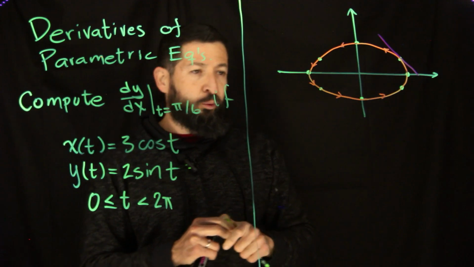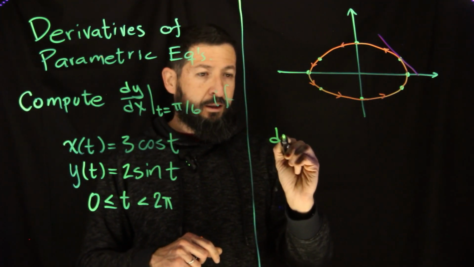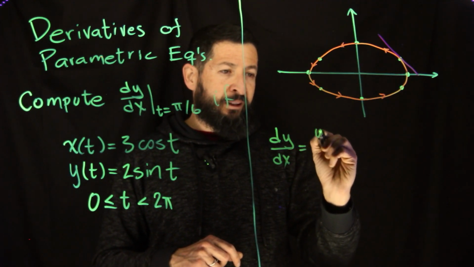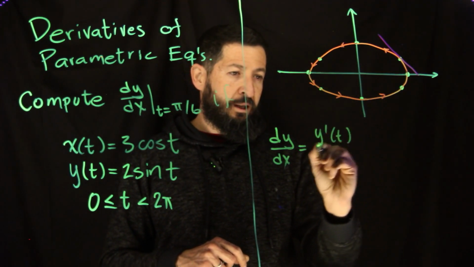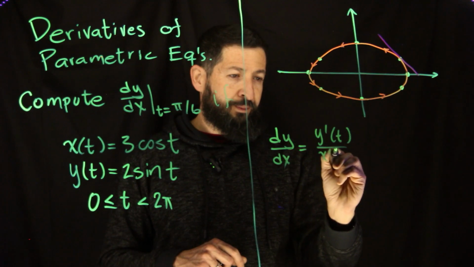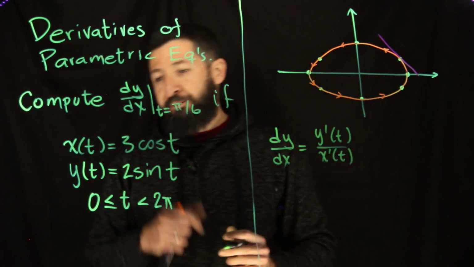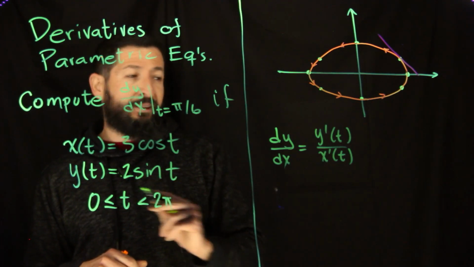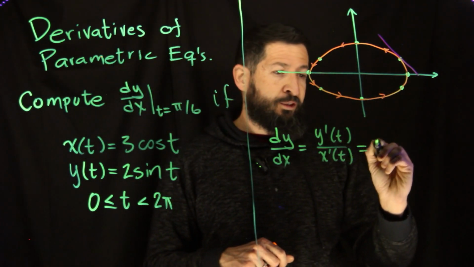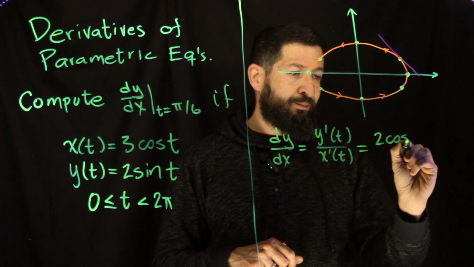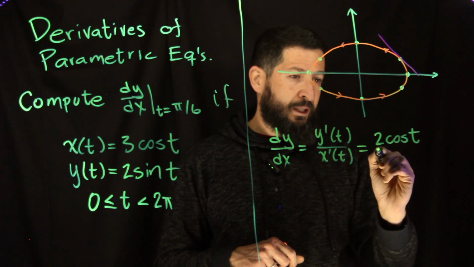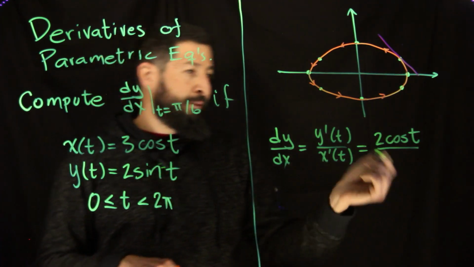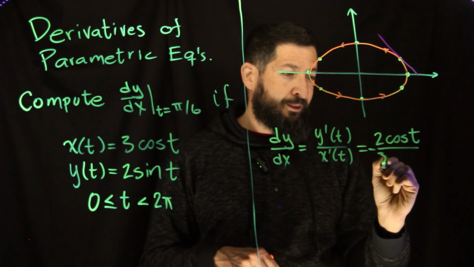All right, so with our formula now derived, we can just write this as y prime over x prime. Now, y prime is the derivative of 2 times the sine, which is going to be 2 times the cosine, over the derivative of 3 cosine of t, which is negative 3 sine.